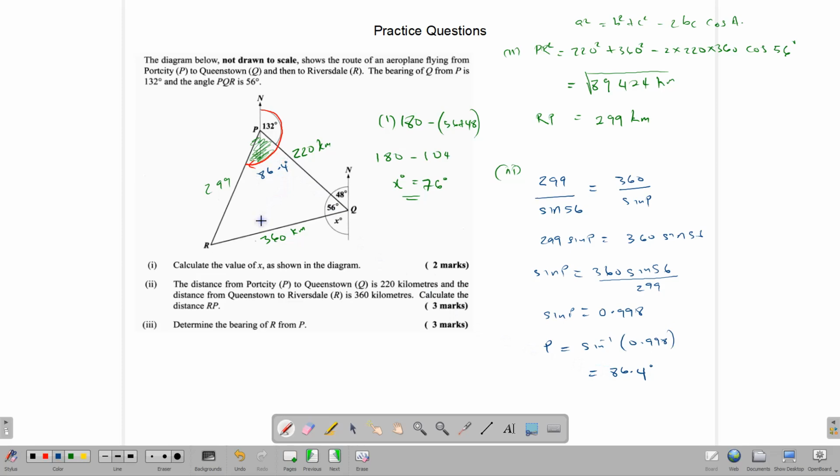And we can now write down our bearing, because our bearing would be this angle, 132, plus this other part, which is 86.4. When we add those two, our bearing is 132 plus 86.4 degrees, which gives us a total of 218.4 degrees. So this would be the bearing of R measured from the point P.